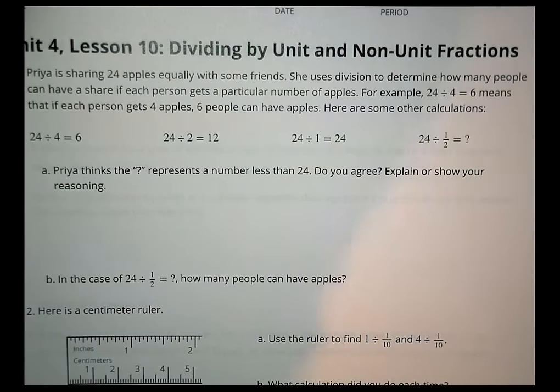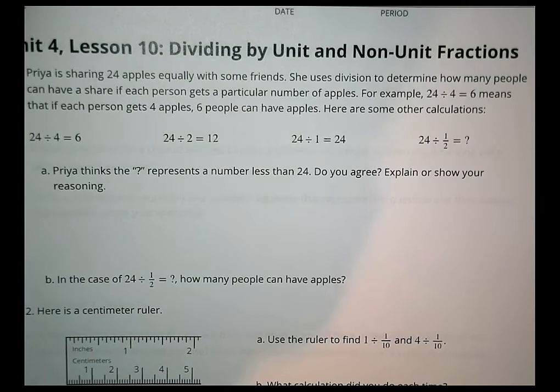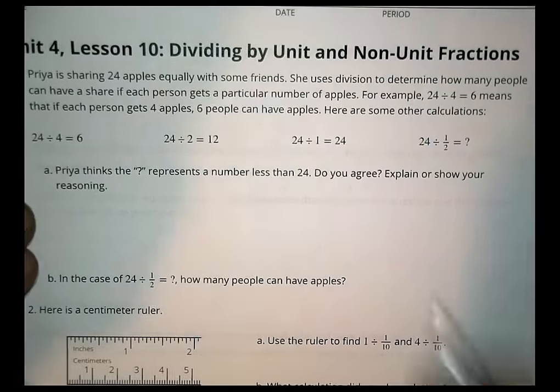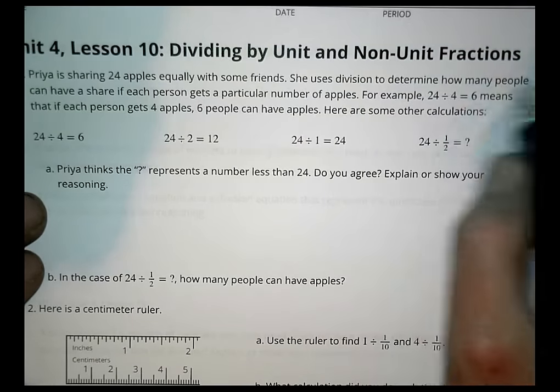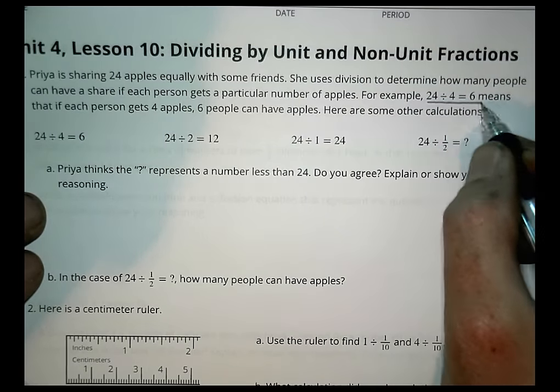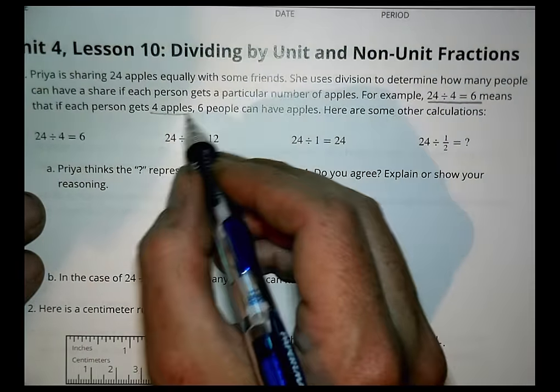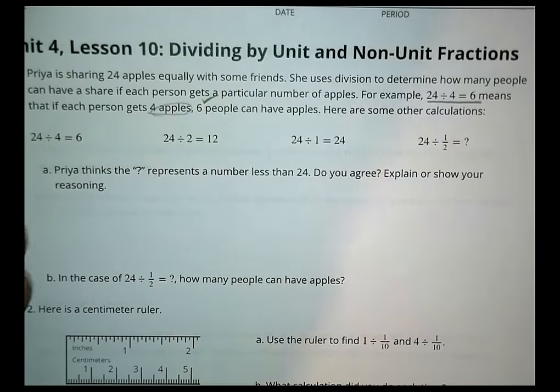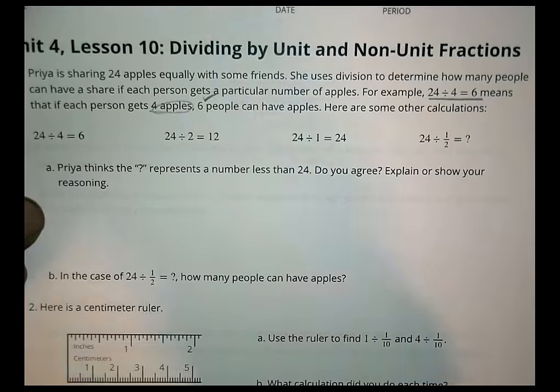Alright, Priya is sharing 24 apples equally with some friends. She uses division to determine how many people can have a share if each person gets a particular number of apples. For example, 24 divided by 4 equals 6 means that if each person gets 4 apples, 6 people can have apples. Here are some other calculations.